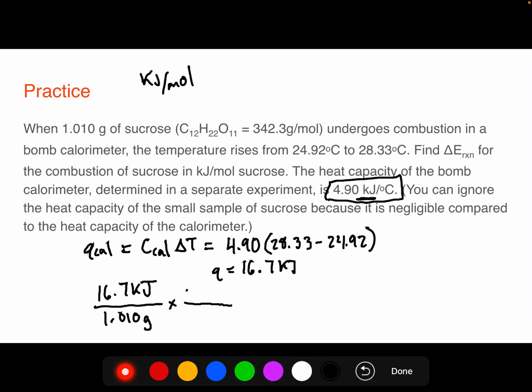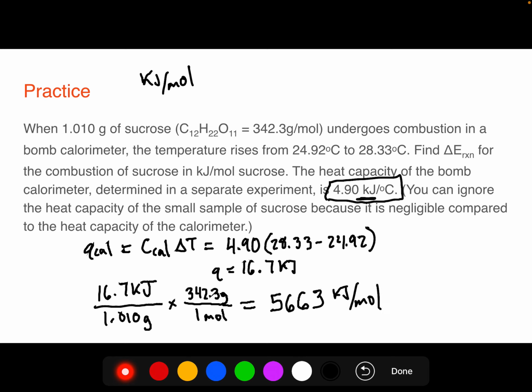Well, there are 342.3 grams in 1 mole. So I do 16.7 divided by 1.01 times 342.3, and you get 5,600. I guess that's a constant. I don't know. We'll just stick with 4 sig figs for now, it might be 3. That would be kilojoules per mole.